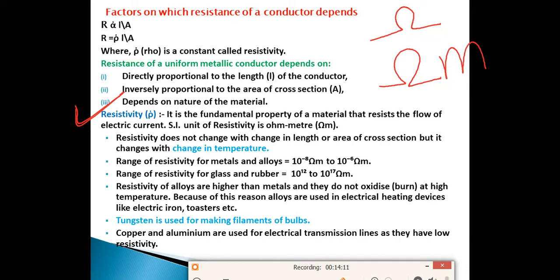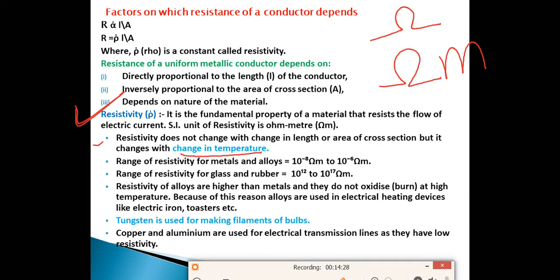Resistivity does not change with change in length or area of cross section, but it changes with change in temperature. It means resistivity, that is your rho, will not depend on the length of the conductor or area of cross section, but it will depend on the temperature. If temperature changes, resistivity will also change.